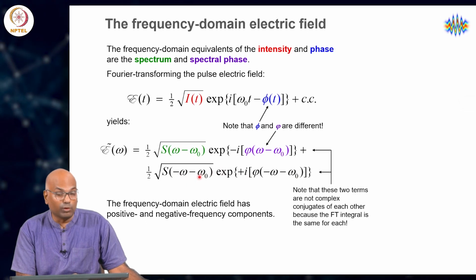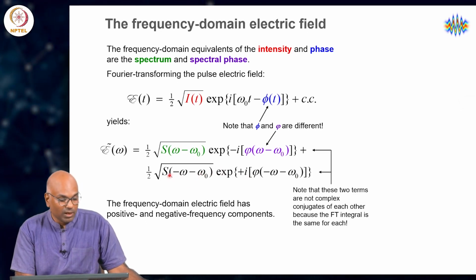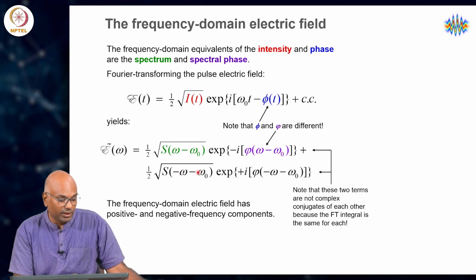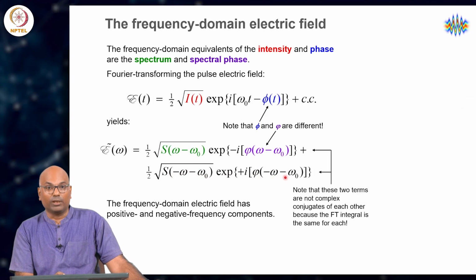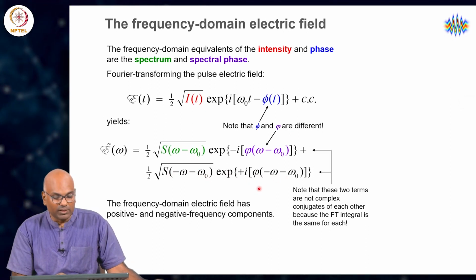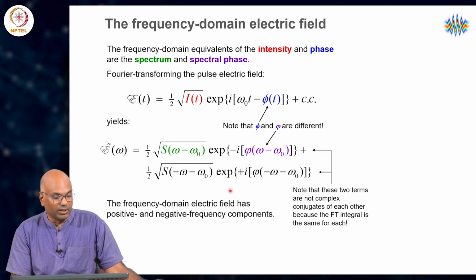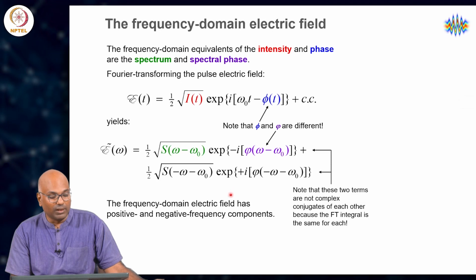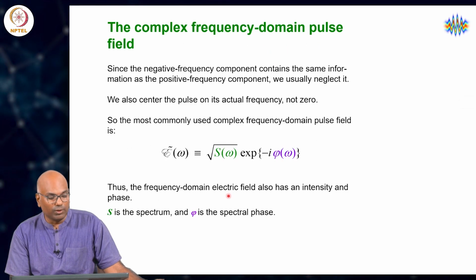Omega and omega naught are positive numbers because frequencies are positive definite, whereas here it is minus omega and minus omega naught, and for phi it is also minus omega and minus omega naught. So, we do have this negative frequency aspect coming in, because we have two terms in the definition of the temporal definition of the field. However, the negative frequency component contains no new information.